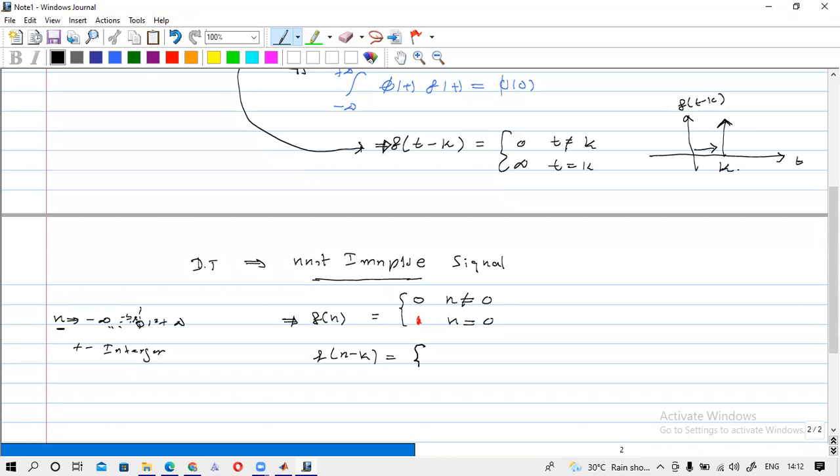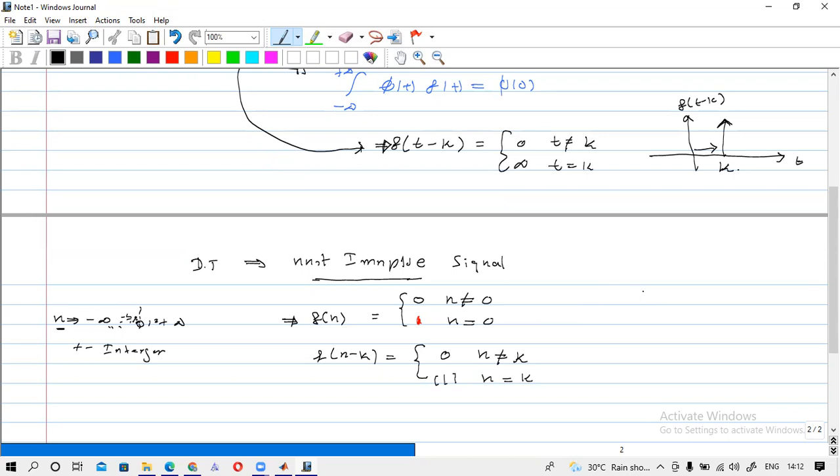So what is the expression for the shifted unit impulse? It is 0 when n is not equal to k, and it is 1 when n is equal to k. So it is just a number here, not infinity. What do you think? Is there any high mathematical concept, any integration, differentiation or something?